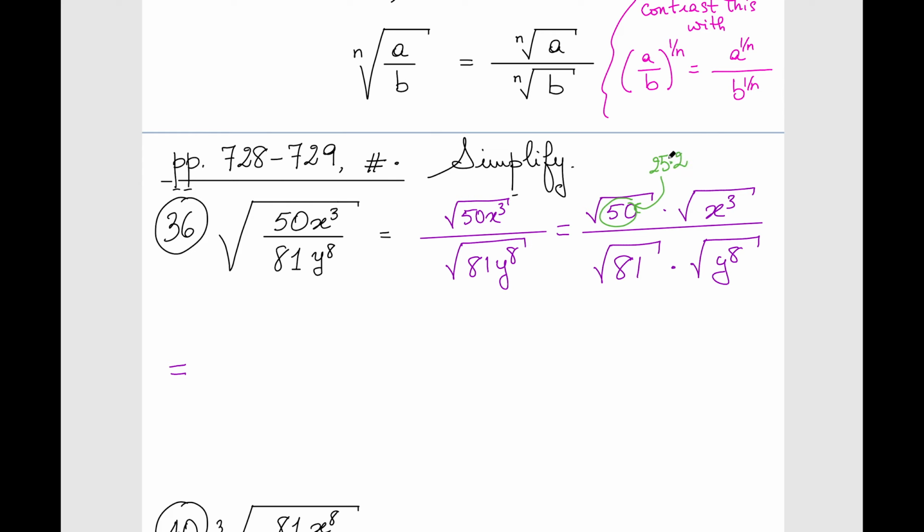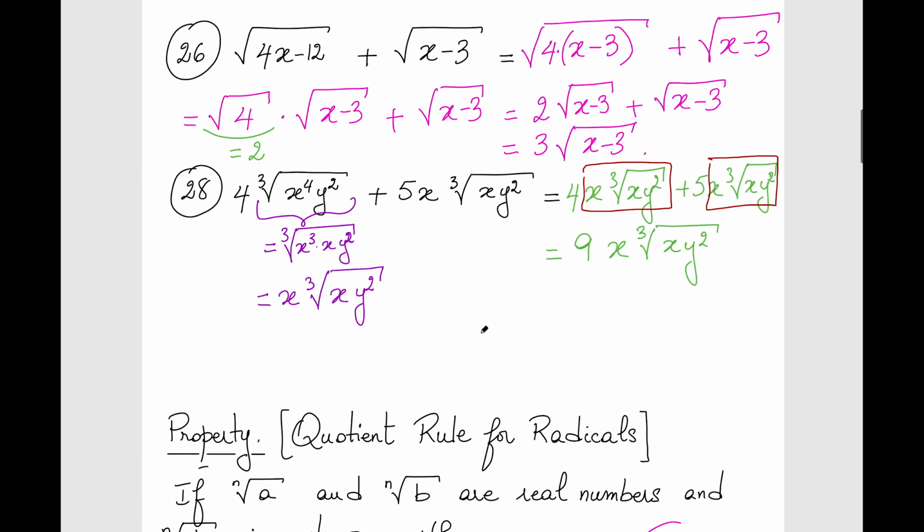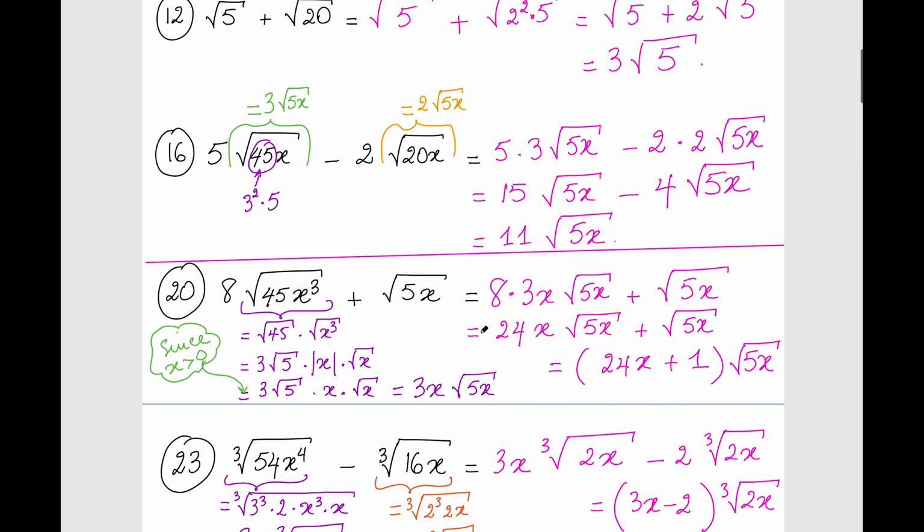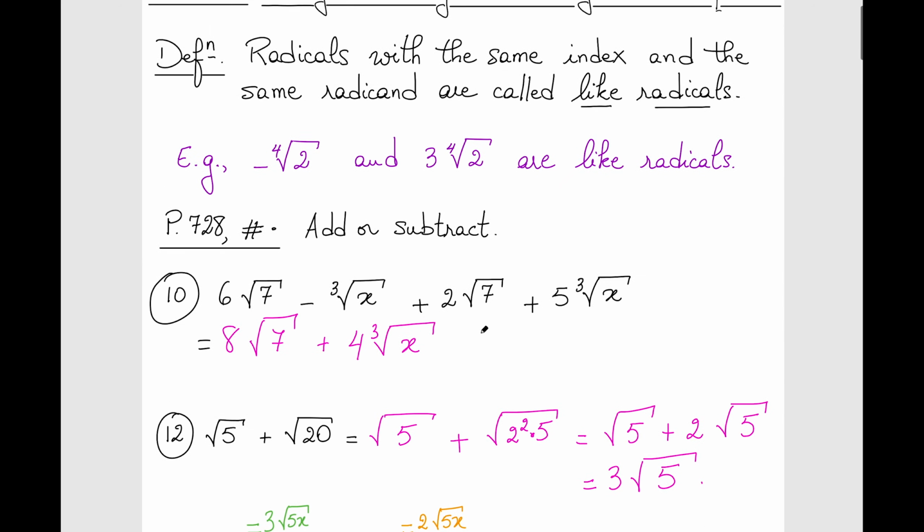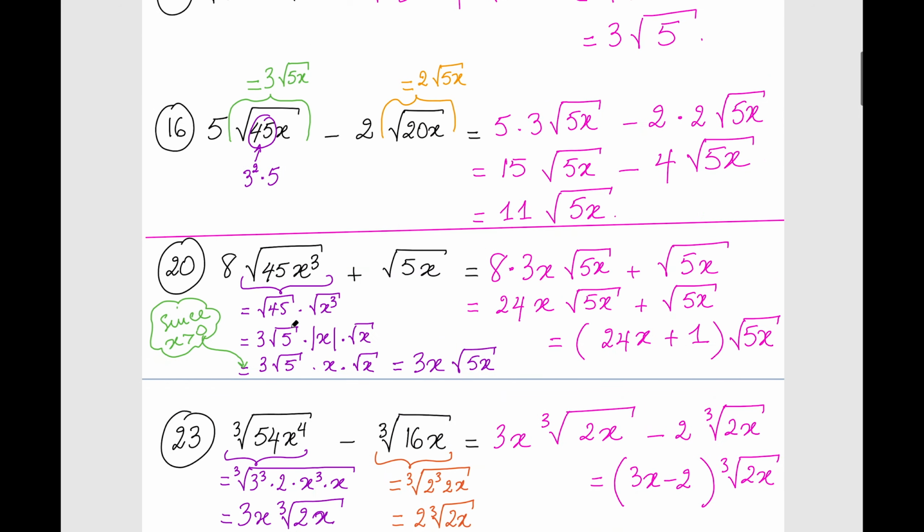And square root of 25 is 5 times the square root of 2. So this guy is 5 square root of 2 times the second one in the numerator, which is the square root of x cubed. I think we dealt with it just a little earlier. Where is it? It's right there.